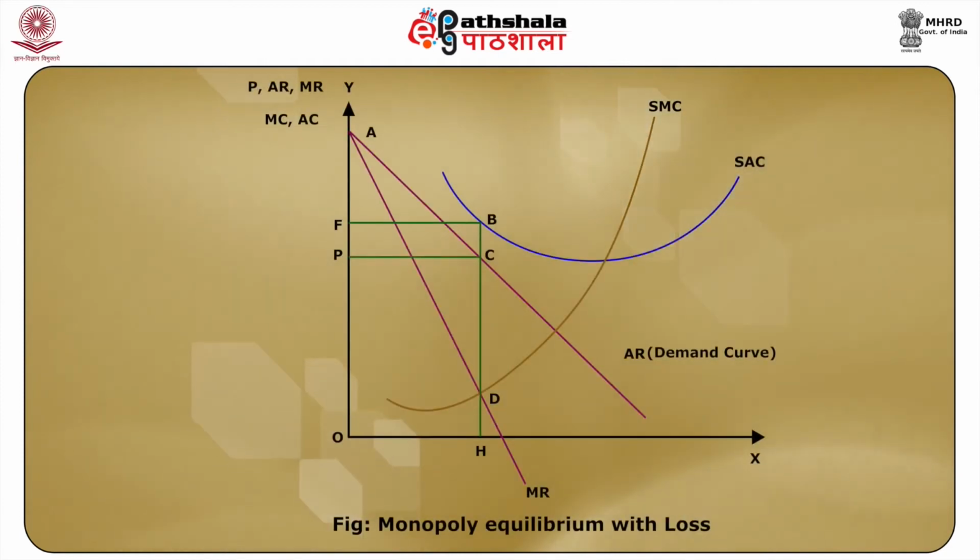In the figure, the short run equilibrium is given by the point D, where short run marginal cost curve cuts the marginal revenue curve from below. The firm produces OH amount of output and sells it at price CH. Short run average cost of producing OH unit of the commodity is HB. Therefore, total loss of the firm is the area BCPF.